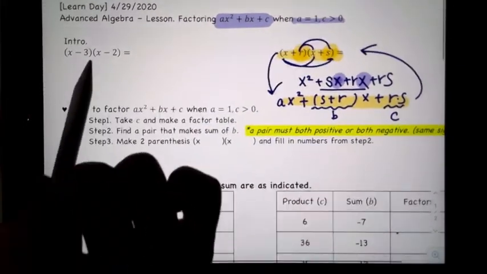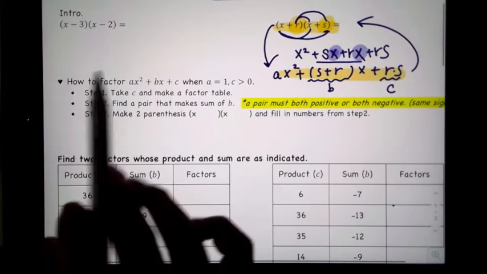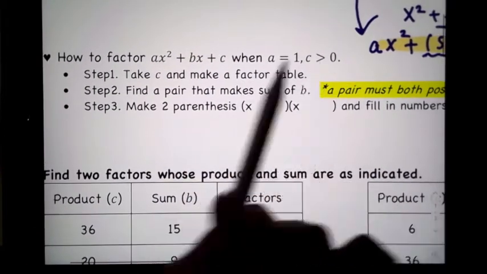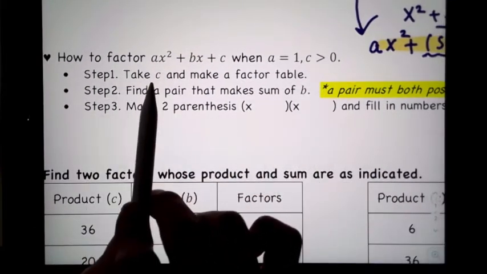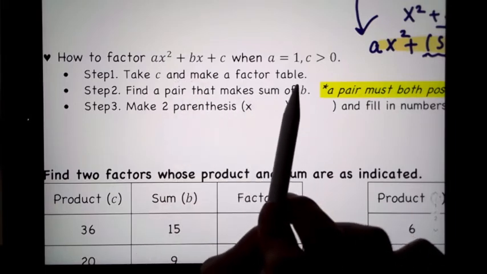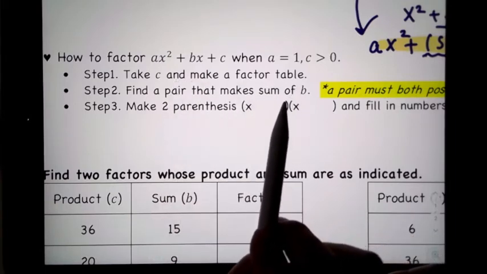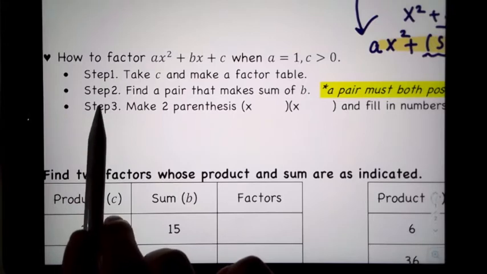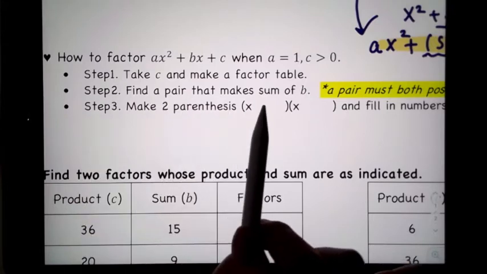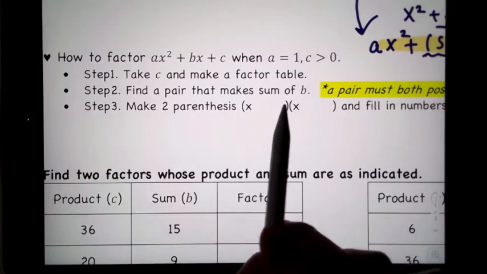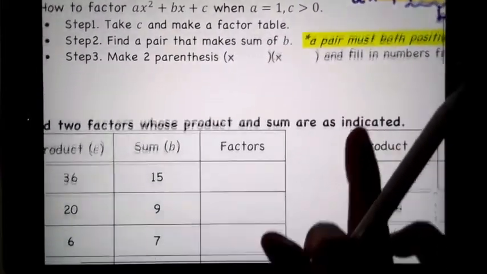Actually, I'm going to skip this one and look at this one, guys. How to factor this. Step 1: take c and make a factor table. This is the first thing we will do. And step 2: find the pair that makes the sum of b. I will show you an example, guys.